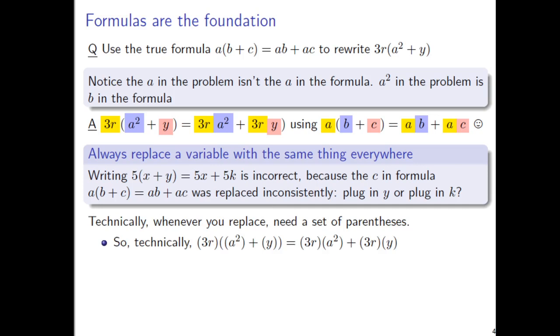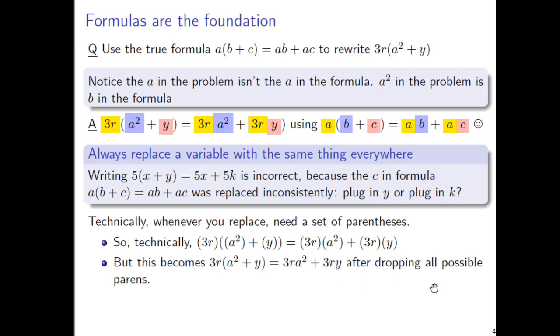So technically, I know this is a lot of extra writing, it's 3R in parentheses times, and then in parentheses, and those parentheses are the ones that the distributive law has on one side. Then, because we replaced the B, it should be A squared in parentheses plus, and because we replaced C, it should be Y technically in parentheses. And on the other side, where it's AB plus AC, it should be 3R in parentheses, A squared in parentheses, plus 3R in parentheses, Y in parentheses. But this is really excessive, right?